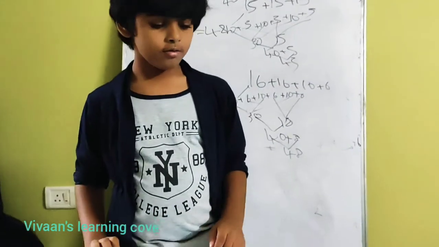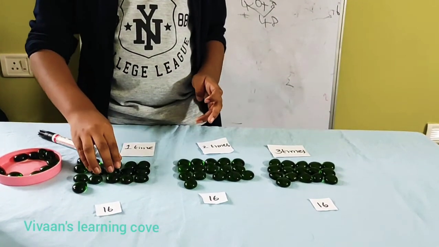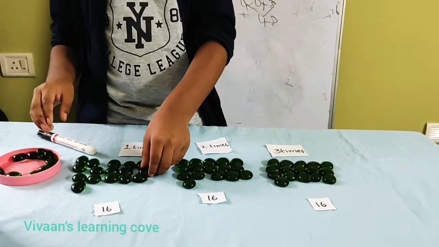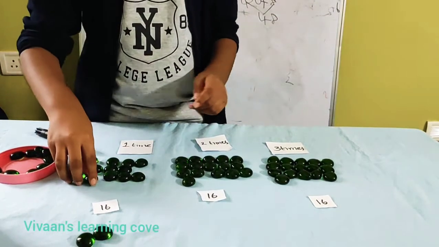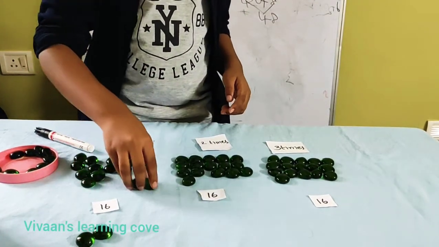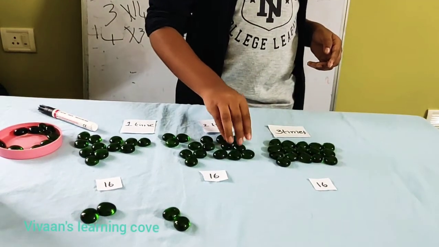So now I'm going to split it. See, there are going to be 16 groups. And 3 in each group.